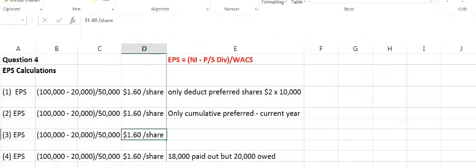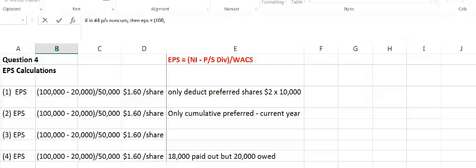So if in number 4 the preferred shares were non-cumulative, then EPS would be what? It would be 100,000 less what? 18,000, right? Because they're only going to get what the company declared, right? Because they're non-cumulative. So then what would your answer be? Well, I'm just plugging it into my calculator now, and that would give me $1.64. So that would give me $1.64 per share.